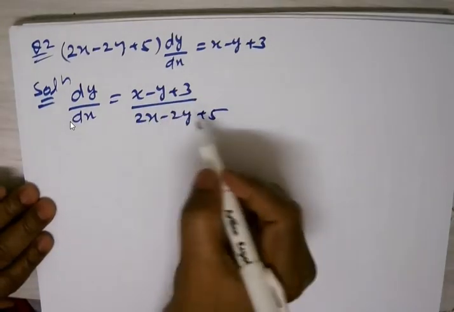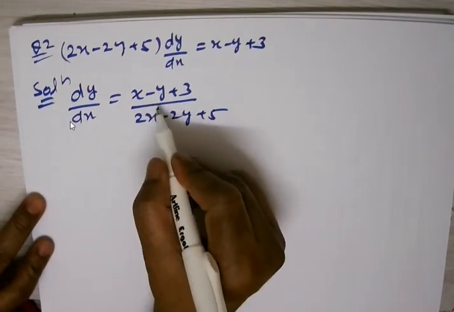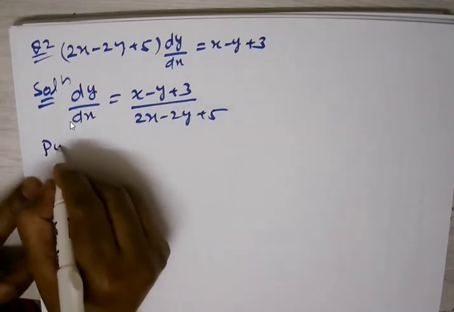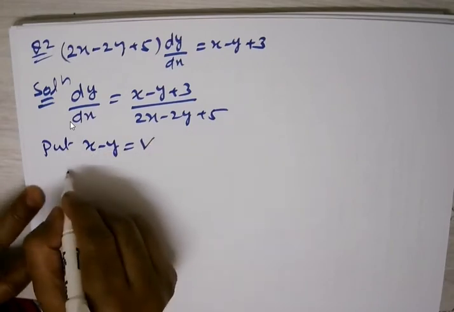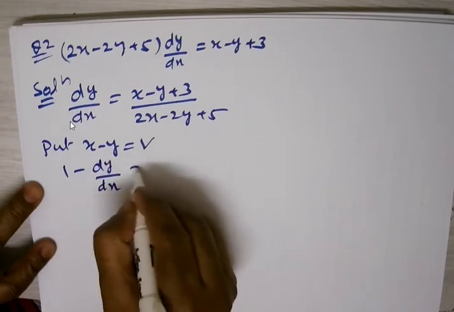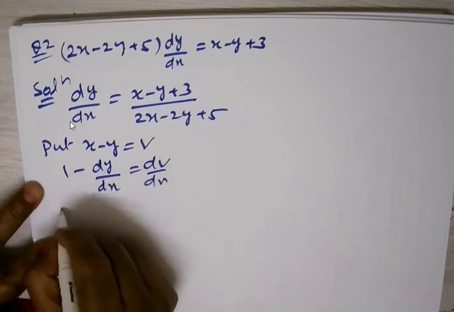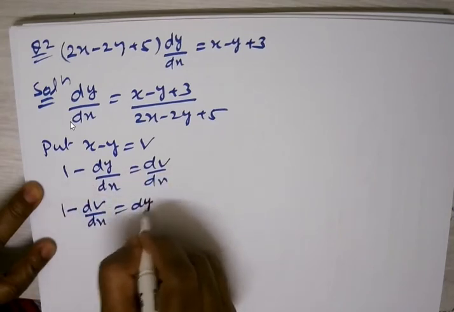Now if you see clearly that this is 2x minus 2y and this is x minus y, it means this is the double of that one. So if double of that one, then what you have to do? Put here x minus y as v and differentiate it. So derivative of x is 1 minus derivative of y with respect to x is dy dx equal to dv dx.